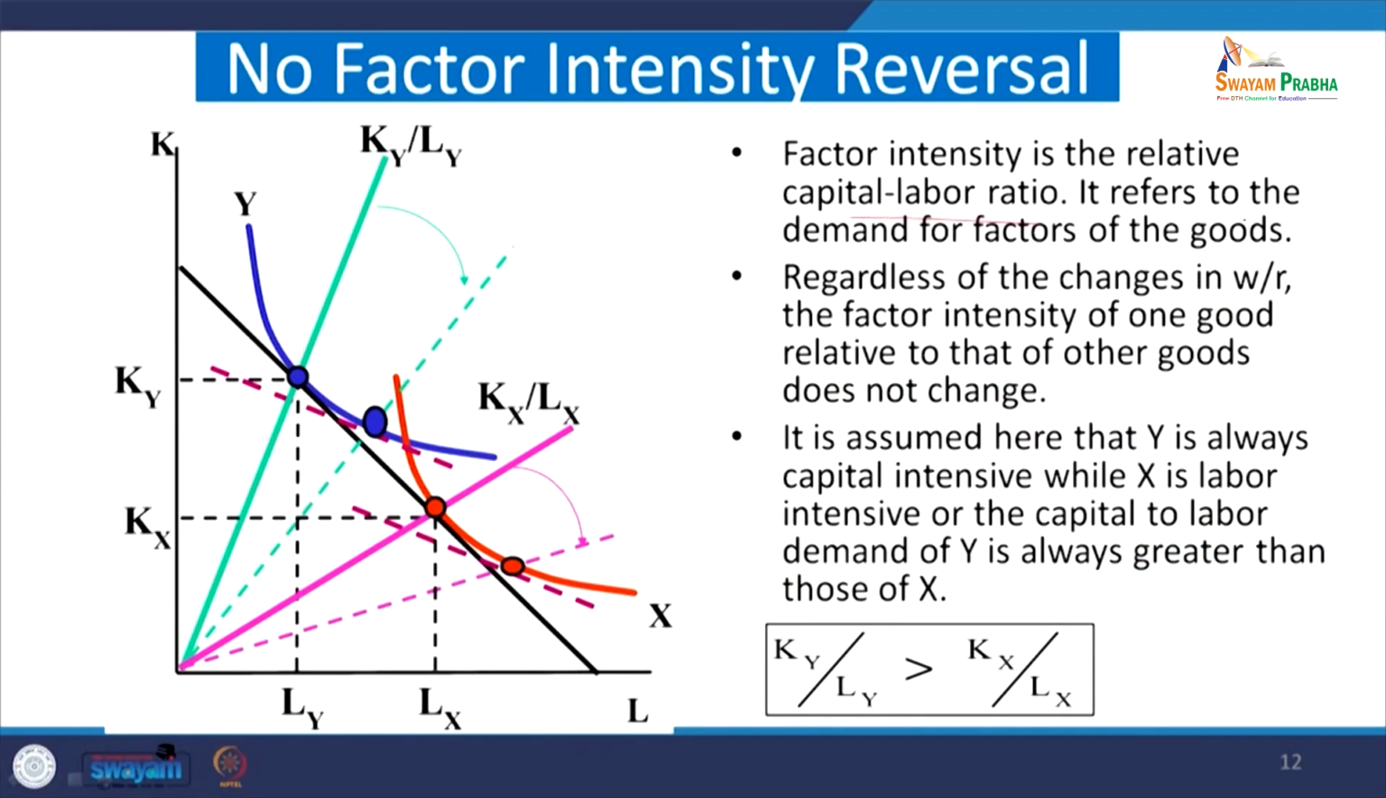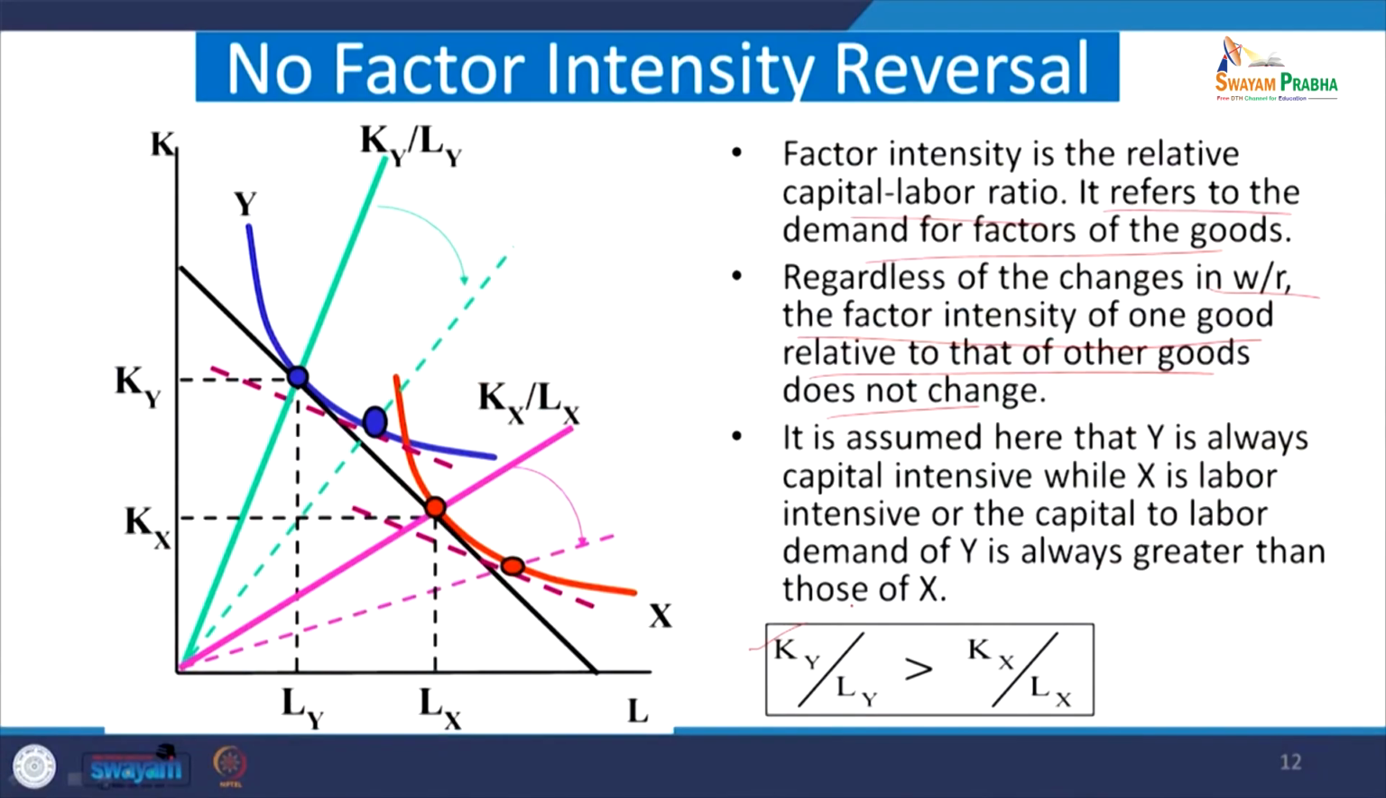Factor intensity is the relative capital labor ratio, which we have already discussed, and refers to the demand for the factors of the good. Regardless of the changes in W and R, the factor intensity of one good relative to that of the other does not change. So the intensity cannot be reversed or changed the way we are explaining the Heckscher-Ohlin theory. If Y is more capital intensive, it should be maintained throughout the theory discussion.